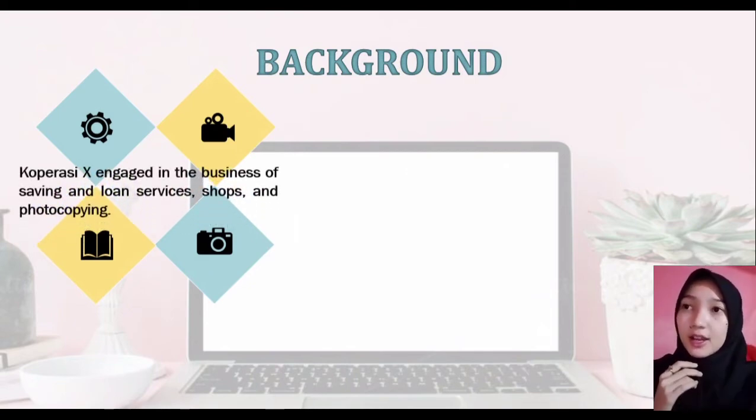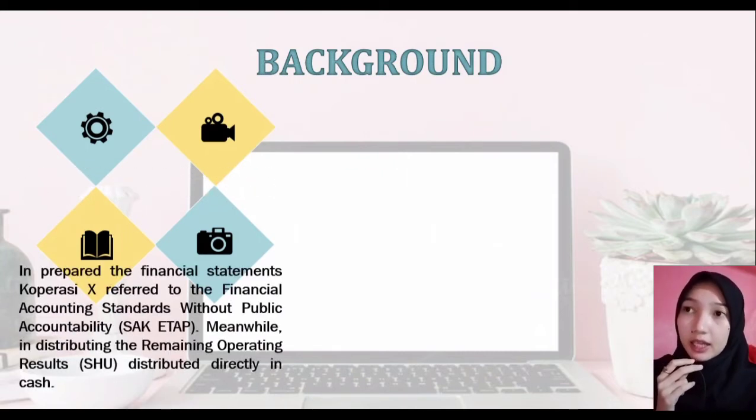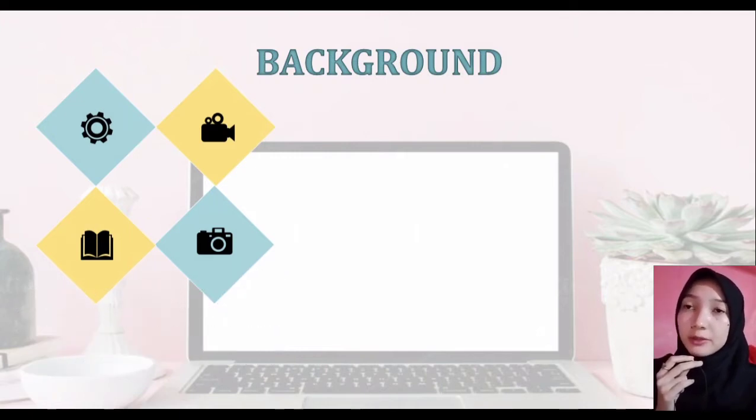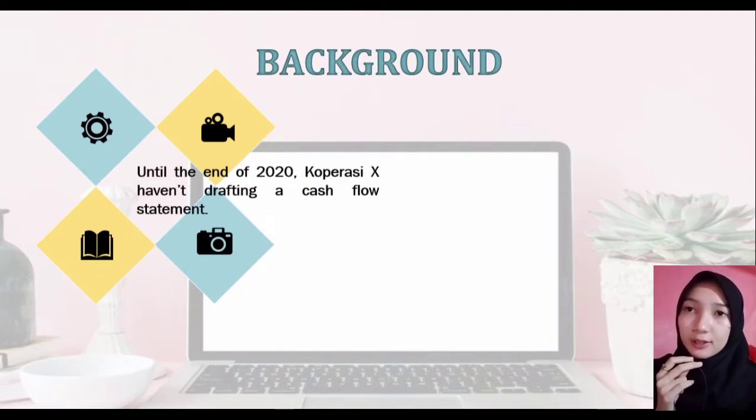Background. Koperasi X is engaged in the business of saving and loan services, shops, and photocopying. In preparing the financial statement, Koperasi X refers to the SAK ETAP. Meanwhile, in distributing the remaining operating result or SRO, it distributes directly in cash. So, in order to determine the ability of the cooperative to distribute the remaining operating result, it can be seen through the cash flow statement.